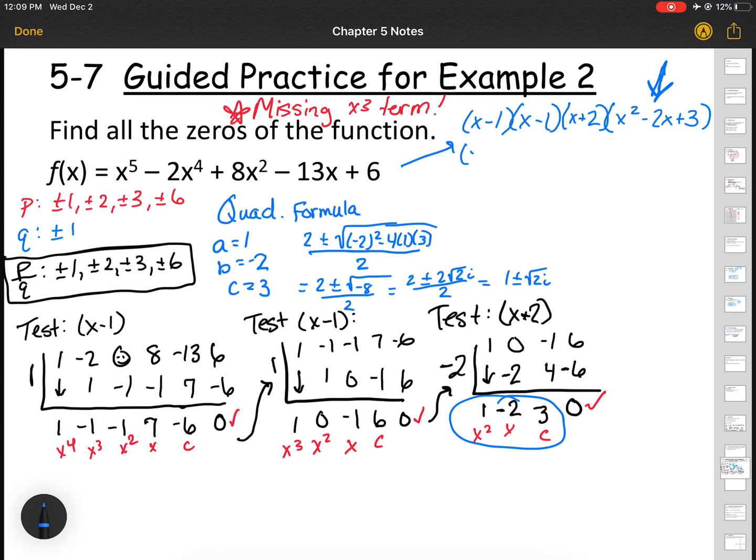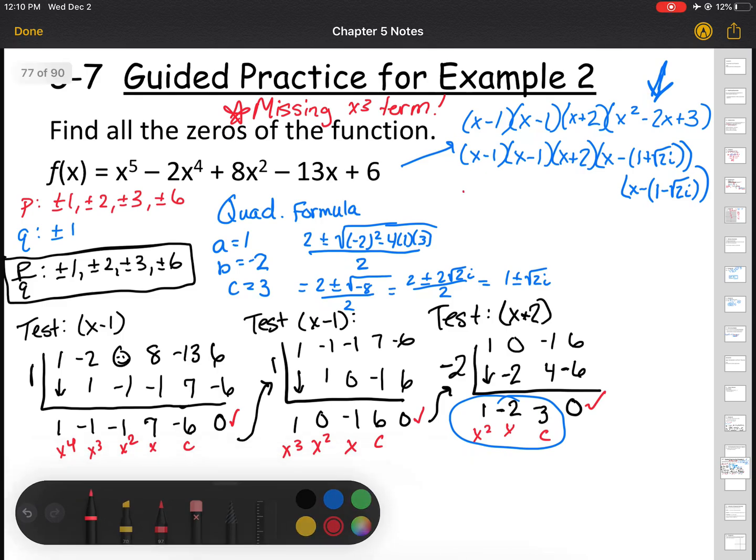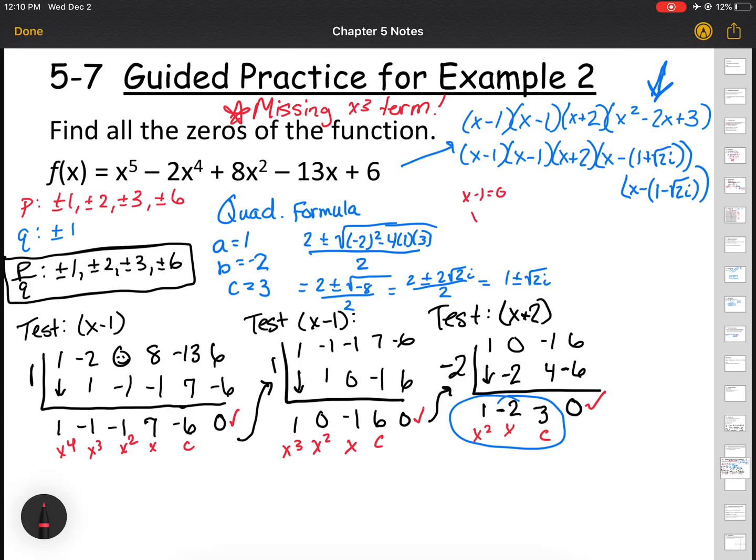Okay, so this told me x minus 1, x minus 1, x plus 2. This one is going to be x minus 1 plus square root of 2i. And the last factor there is x minus 1 minus square root of 2i. And again, we want the zeros. Okay, that's just factored down completely. So I'm going to have each factor set equal to 0. So I got x to be 1. And since I have 2 of them, I have 2 1s. Then I need x plus 2 equals 0. And when I move that over, x will be negative 2.